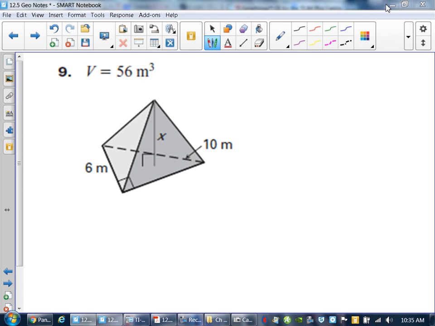Okay. Now, yesterday I didn't give you anything like this. But I felt like working backwards today would be a good idea. From time to time, when we're working with formulas for volumes and surface areas, you could always solve for one of the missing pieces. In this case, we have the volume of a triangular pyramid, and we're going to try and figure out what the vertical height is.